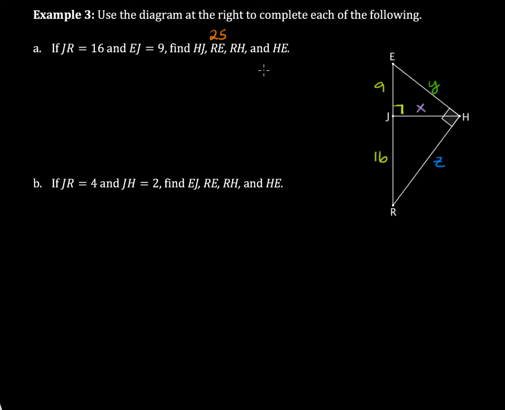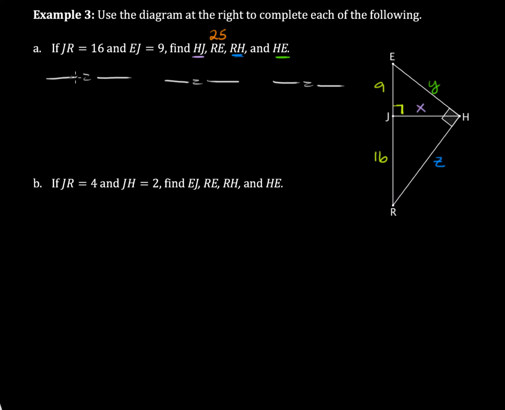I need to find HR, RH, that's Z that I did in blue. I need to find HE, that's the Y that I did in green. And I need to find HJ, that's the altitude, the X that I did in that lavender color. Well, according to the two corollaries that I learned on the previous page, I know that there are three proportions that will be true in this diagram.